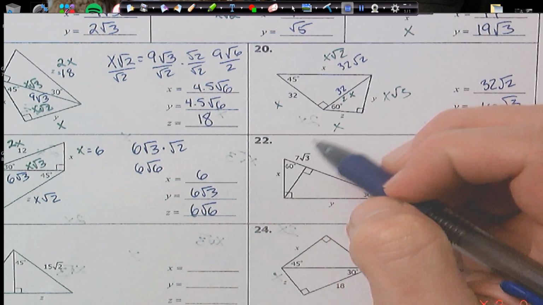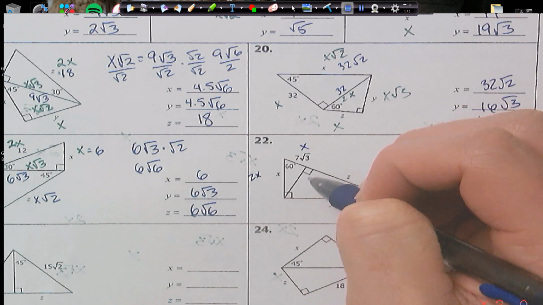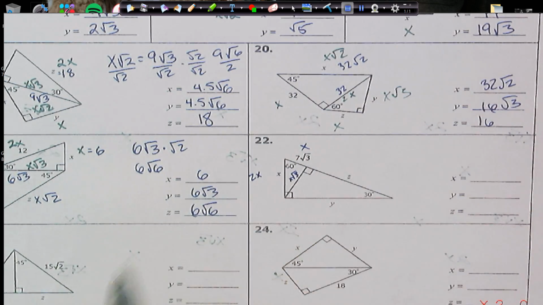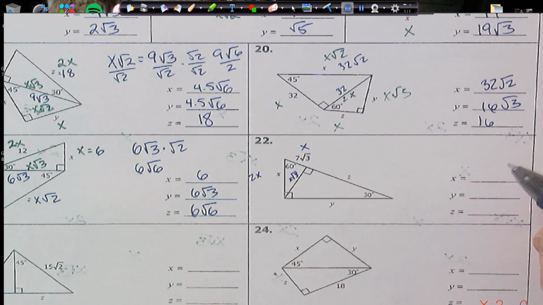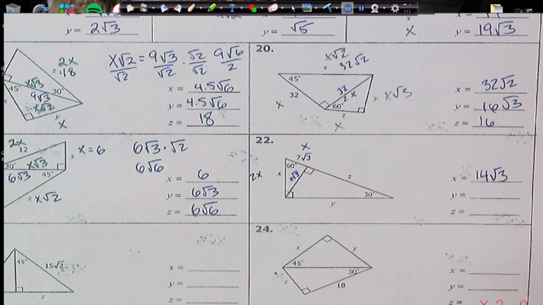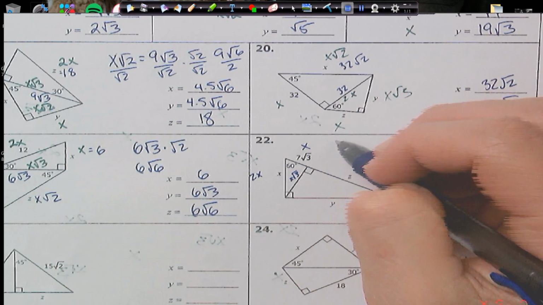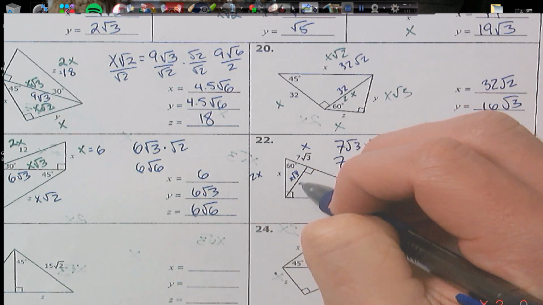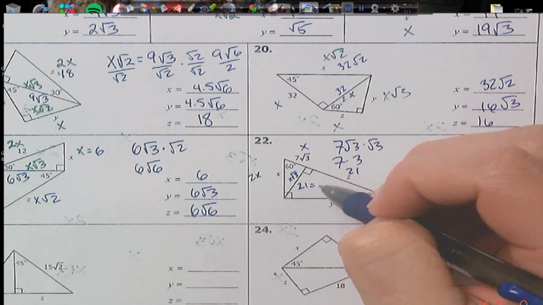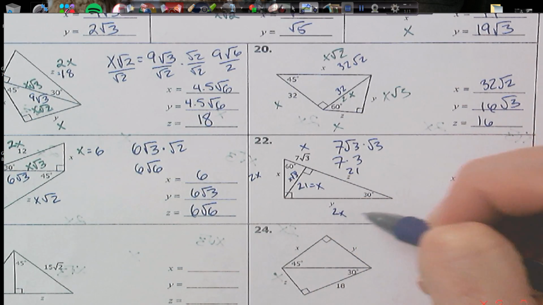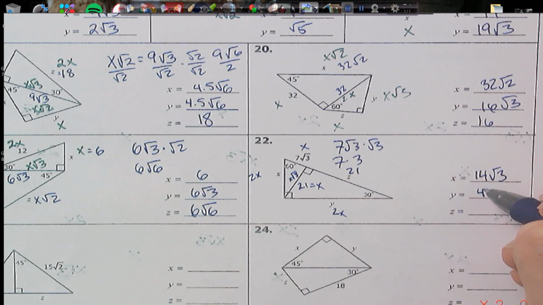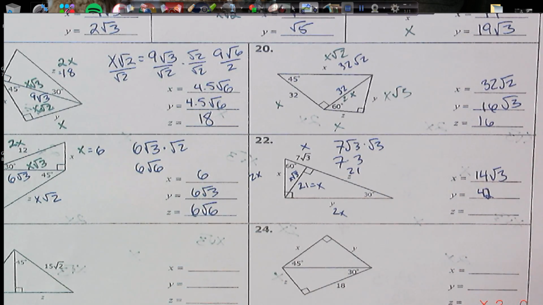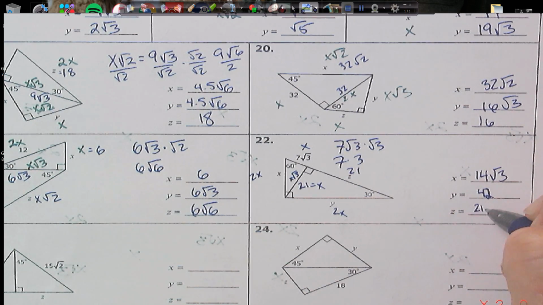Alright, so this is 7 rad 3, it's in our x position, this is our 2x position, this is our x rad 3. So double 7 rad 3, we're going to get 14 rad 3. 7 rad 3 times rad 3 is going to be 3 times 7, which is 21. So we get 21 here, and that's going to be the x value for this piece. This is going to be the 2x. So that's going to be 41, sorry, 42. And then that's going to be 21 rad 3.